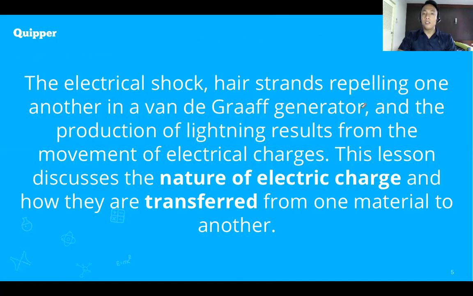So the electrical shock, hair strands repelling one another in a Van de Graaff generator, and the production of lightning results from the movement of electrical charges. Concentrate on this one, we have electrical charges. So this lesson discusses the nature of electric charge and how they are transferred from one thing to another. So that will be our concentration for this lesson.